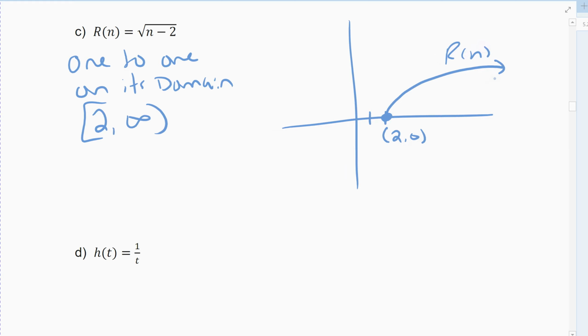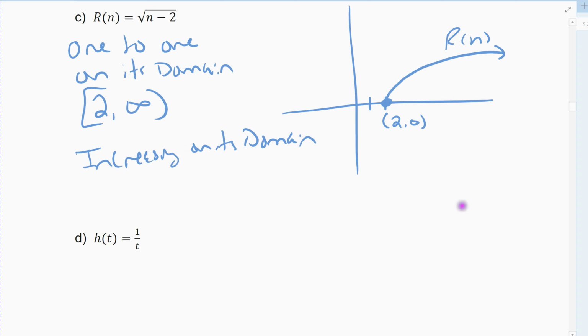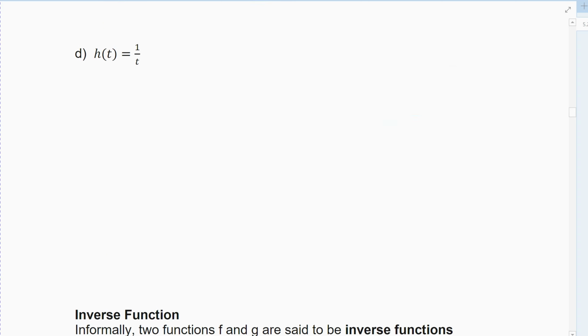And yeah, it passes the vertical line test. And it's increasing everywhere. It's increasing on its domain. So it's 1 to 1 everywhere. And I can find an inverse on its domain. Alright, the last example before we get to inverses.